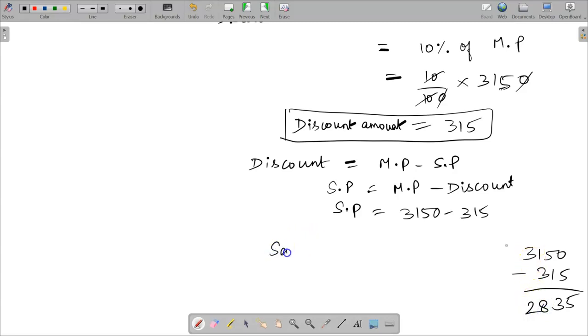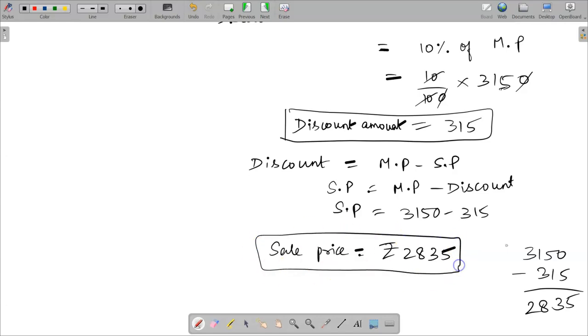So the sale price is rupees 2835. This is the final answer they are asking for.